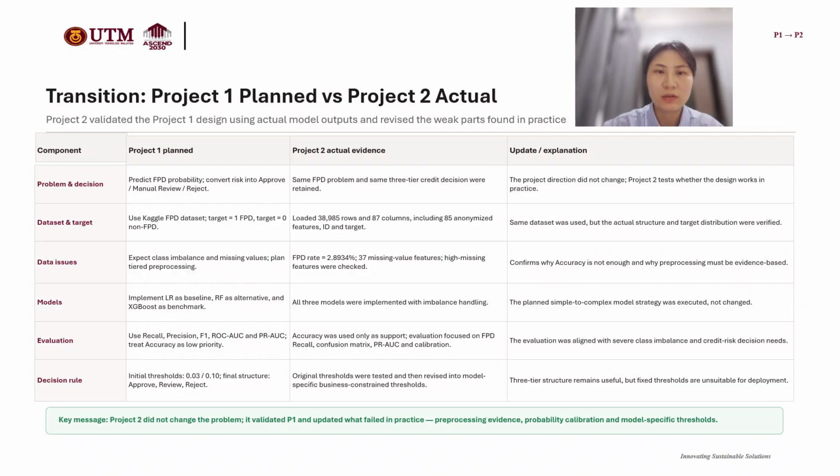And they planned models: logistic regression, random forest, and XGBoost were implemented, and the original threshold was also tested and later revised. So Project 2 mainly validates Project 1 and updates what failed in practice.